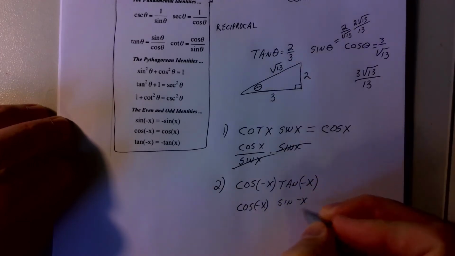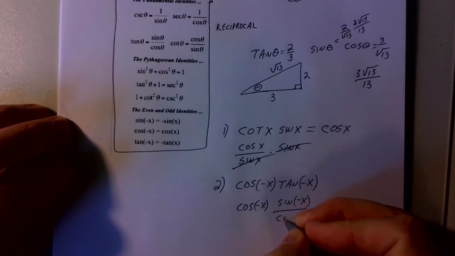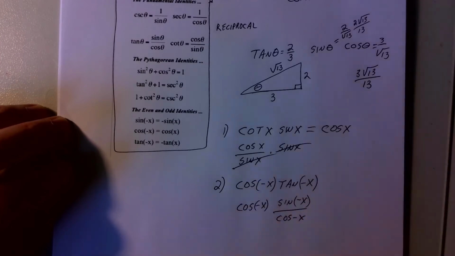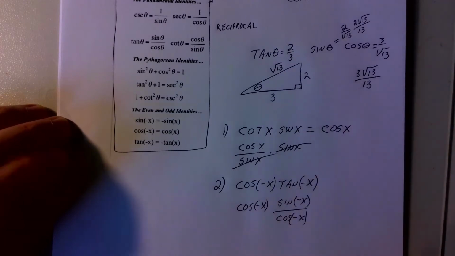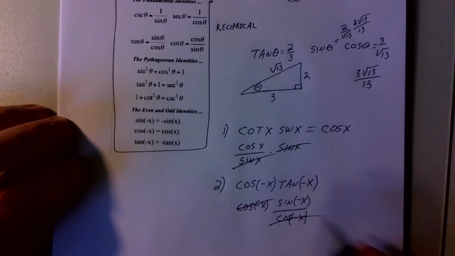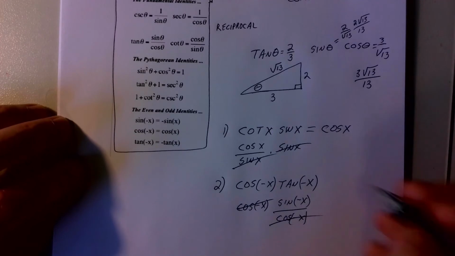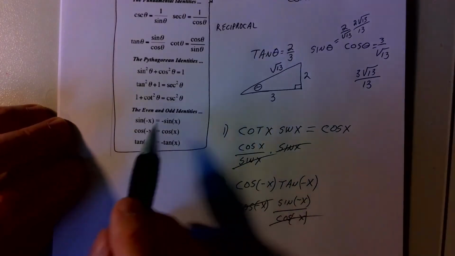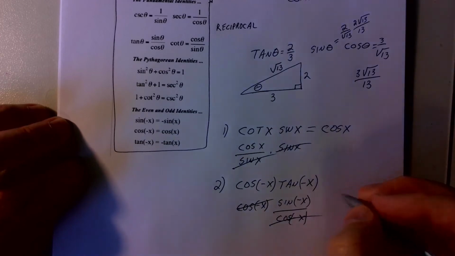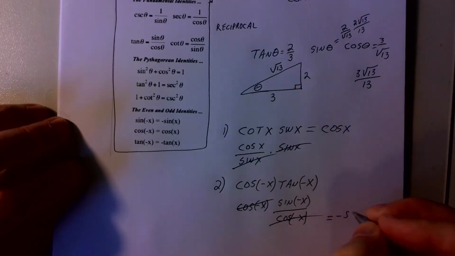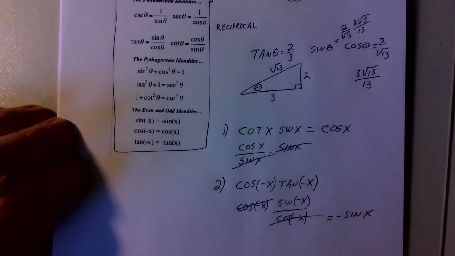Sine negative x over cosine negative x. Because tangent is sine over cosine, I'm going to write that. Oh, look, that kills that. We're left with sine of negative x. Well, we know that sine of negative x is also equivalent to the negative of sine of x. So the final answer is negative sine of x.